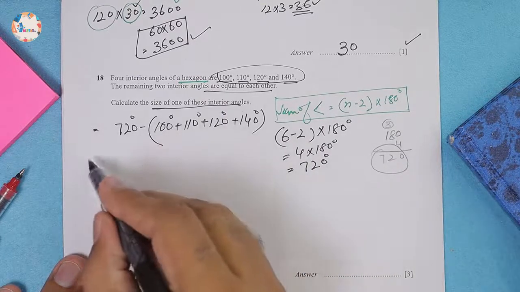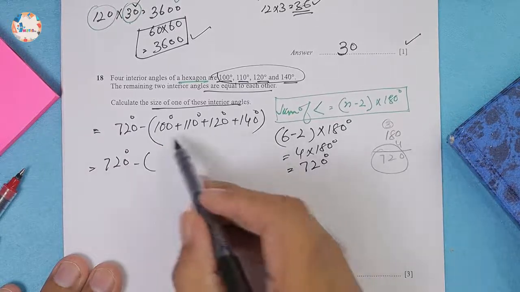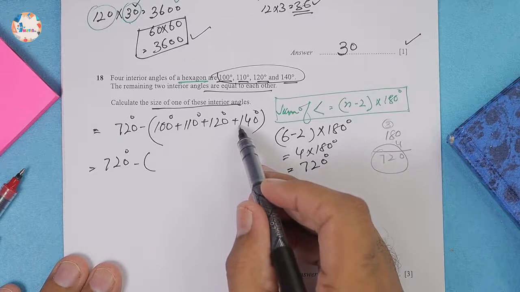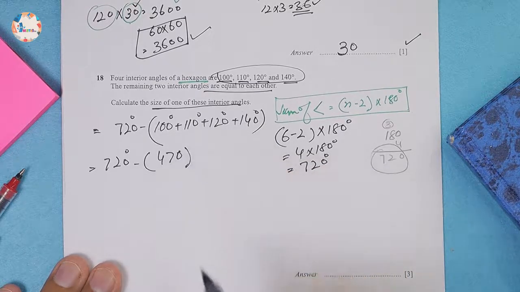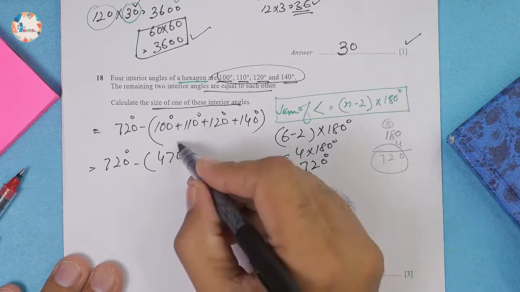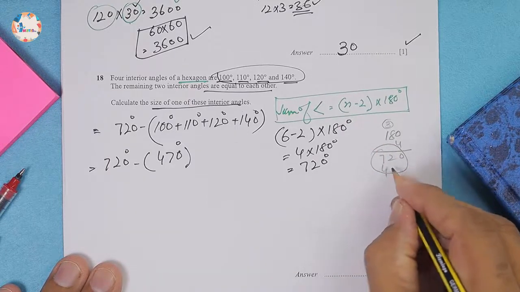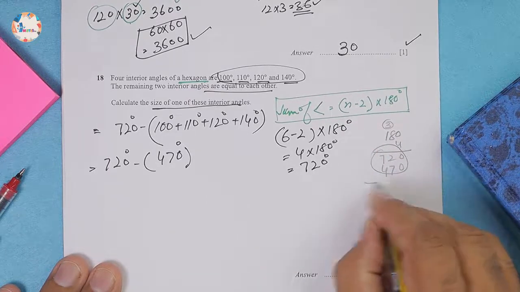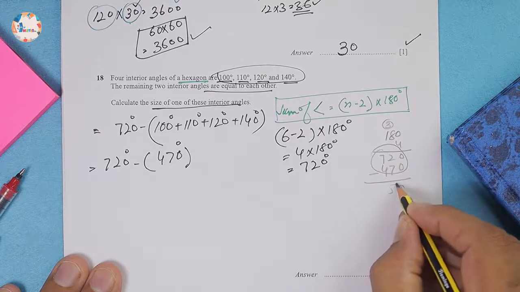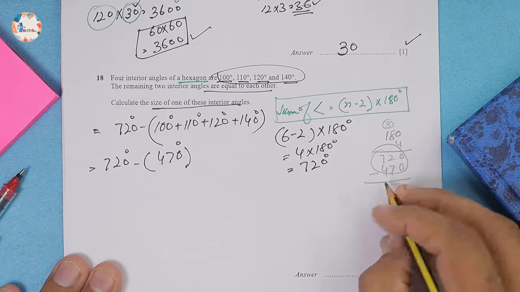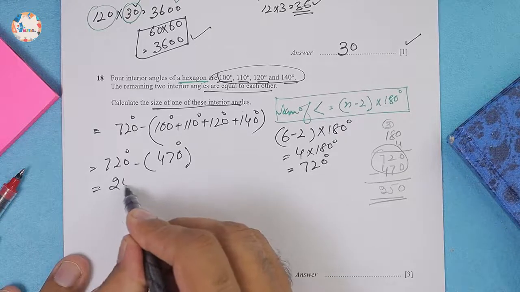If we take the sum of these angles, this will be 100, 210, 330, 470. So this will be 470. Now we have to subtract 720 minus 470. 0 minus 0 is 0, 12 minus 7 is 5, and 6 minus 4 will be 2, so 250. Now this answer is 250.